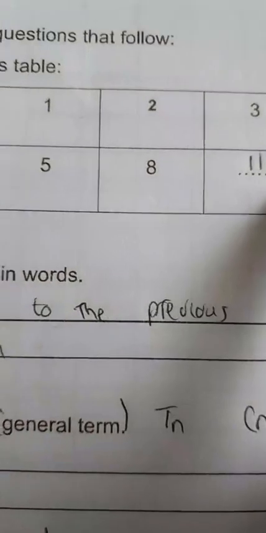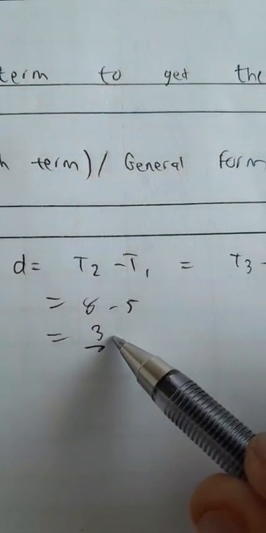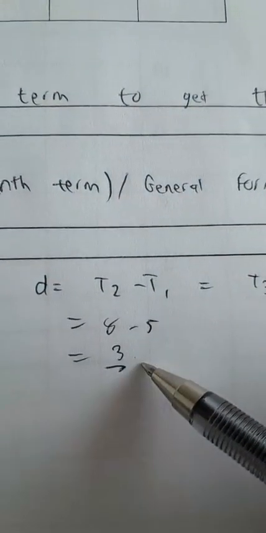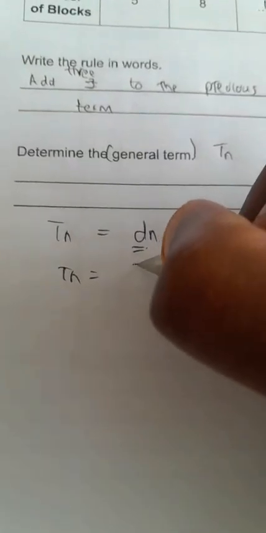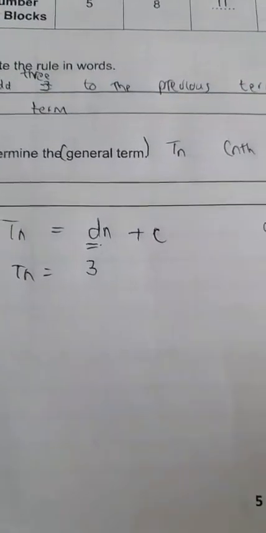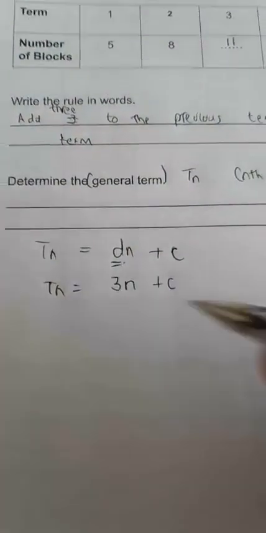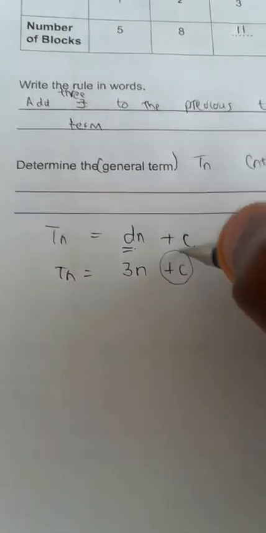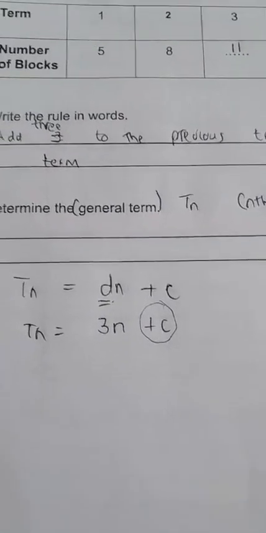So 8 minus 5, what's 8 minus 5? 8 minus 5 is 3, guys. It's 3. Moving right along, what's 11 minus 8? You still get a 3. So that means we have the constant difference, it's 3. So I go to my rule, Tn is equal to dn plus c. In the place of d, I write 3. n stands for position, plus c. Now what I need to get is the value of c. So Tn is the general term.